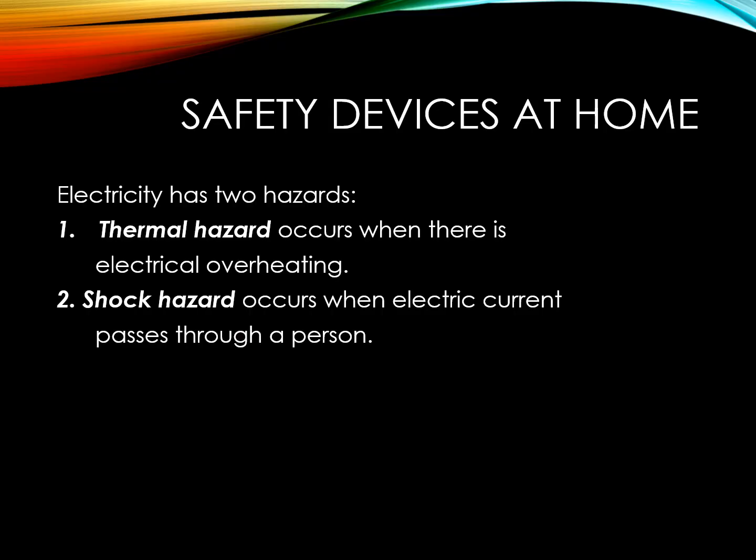Alright, so let me help you regarding safety devices at home. To understand it better, you have to remember that there are two hazards in terms of electricity. The first is thermal hazard, which occurs when there is electrical overheating. And the second is the shock hazard, which occurs when electric current passes through a person.